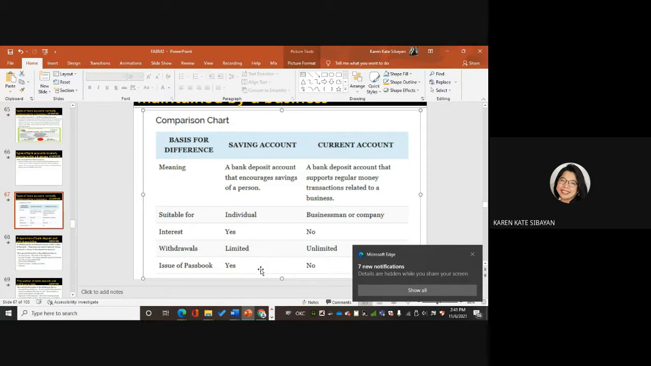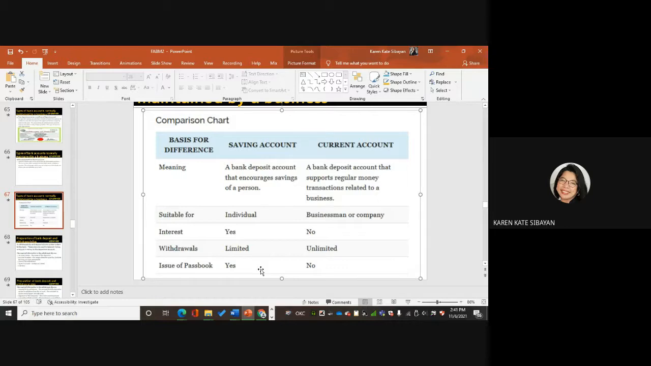Yung BDO noon, ang ganda eh. Kasi sa BDO, saka yung Metrobank din dati, lalo sa Metro Manila, they do not just issue passbook, they also issue ATM. So, both passbook and ATM. Pero sabi ko nga, mas higher ang maintaining balance if you have a passbook.